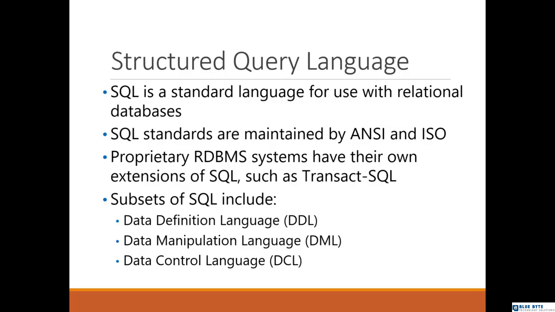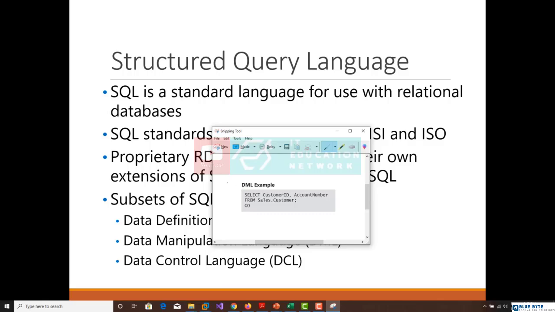Now, subsets of SQL include Data Definition Language, DDL, which we can use to define database objects such as tables and indexes. We have another set, which is Data Manipulation Language, DML. This one I can use to retrieve information relating to a user from a specific table. If you take a look at the example here: SELECT CustomerID, AccountNumber FROM Sales.Customer.